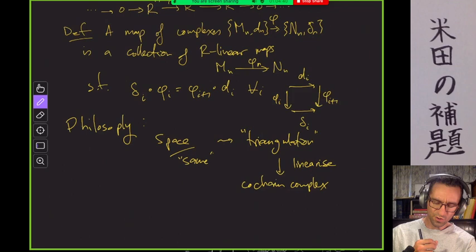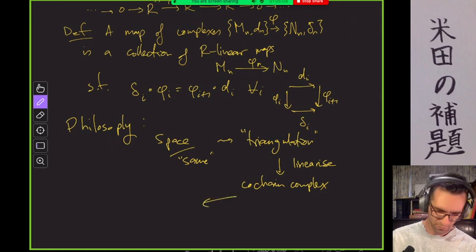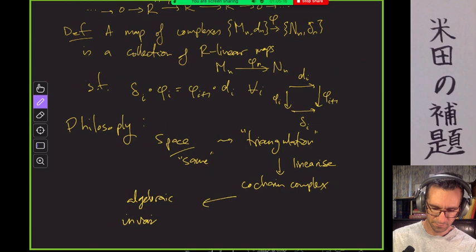So with maps, we have a map of spaces. If we're clever, we pick everything such that there's a map of triangulations, or maybe you just work with triangulations and the maps that work there, and from a map of triangulations you get a map of co-chain complexes, and from this I'm going to extract algebraic invariants. So groups or vector spaces.